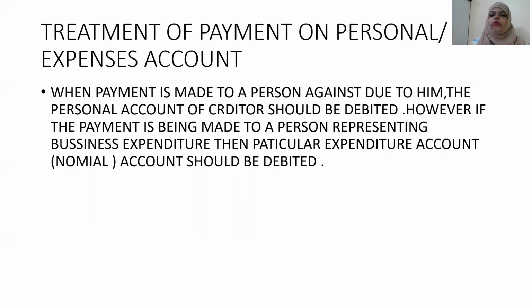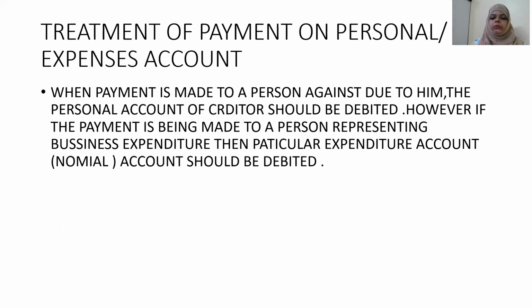The next is treatment of payment of personal expenses account. It is a totally new subheading. We completed the purchase and sale transactions. It is a completely different subheading. When the payment is made to a person against the amount due to him, the personal account of the creditor should be debited. So when cash is paid to the creditor, meaning you owed some money to a person and you pay him, the personal account of the creditor is to be debited. Means if you took from Sujit, Sujit account is to be debited.